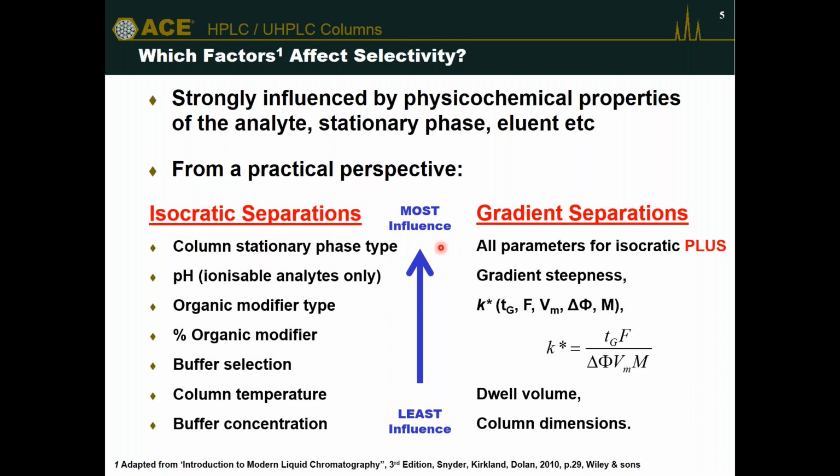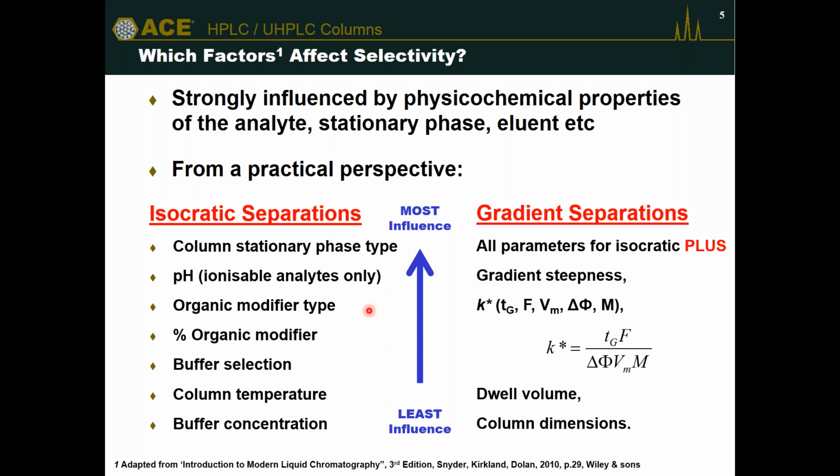So we can see here, for instance, under isocratic separations, these parameters in a list format. The parameters at the top, the type of stationary phase, or what I mean here is the mechanisms of interaction, the pH of your mobile phase, and the type of organic solvent or organic modifier that you use are really influential with their impact on selectivity. And some of the other parameters listed here have an impact on selectivity, but not to the same degree.